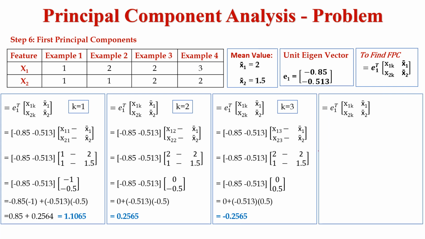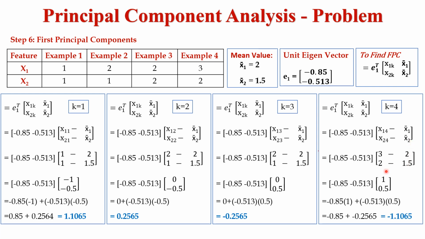We are performing the same calculation again by considering k is equal to 4. We know the E1 transpose value. By substituting k is equal to 4 in this matrix, we get the expanded matrix as x1 4 minus x1 bar, x2 4 minus x2 bar. So like this it will be obtained, and we have to substitute the value for x1 4 as 3 and x2 4 as 2, and we have to substitute the mean values for x1 bar and x2 bar. We get the values as such. If we simplify this, we get the final value as minus 1.1065.